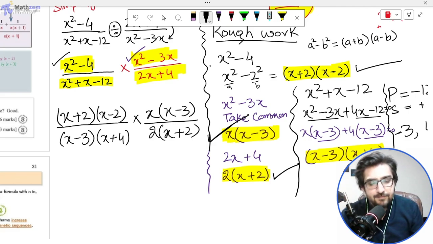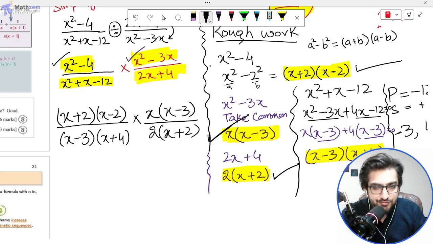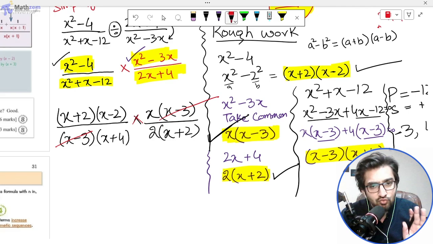Now you can see some factors are in the numerator, some are in the denominator. So let's see, can we cancel out some brackets? Yes, we can cancel out this one with that one. There is multiplication in the middle, so therefore we can do that. If you write plus here or minus here, then you cannot cancel that x minus 3 with x minus 3, but since there is multiplication, you can do that. This x plus 2 will be cancelled out with that x plus 2.